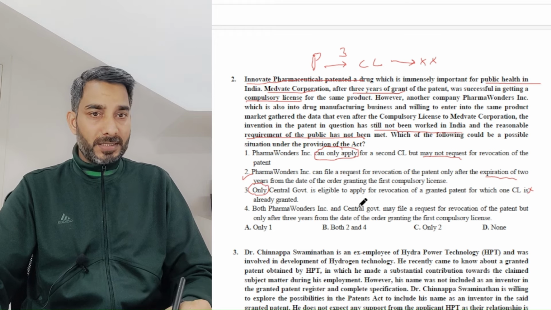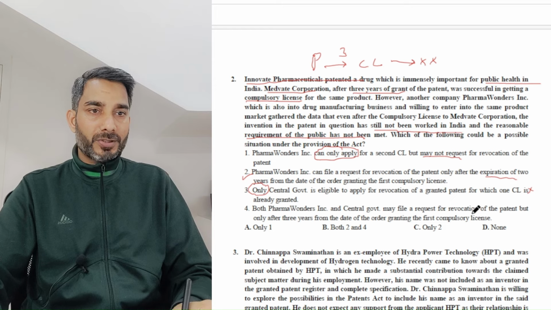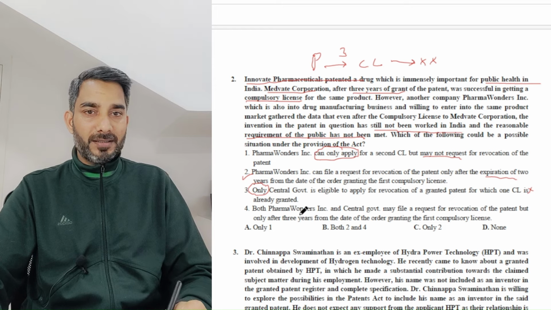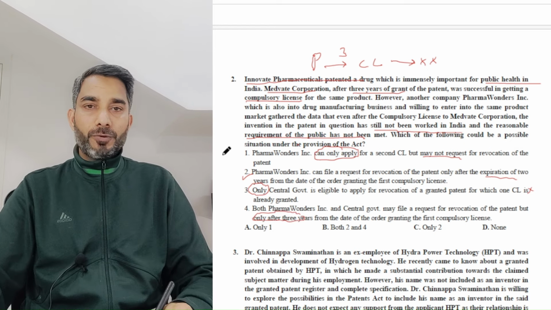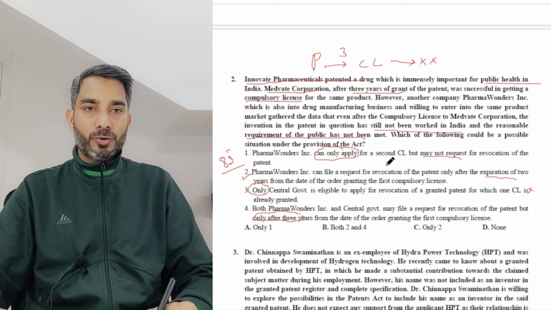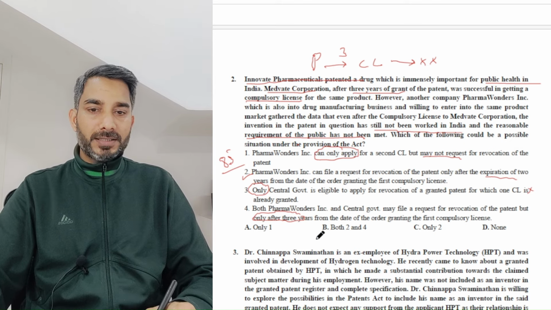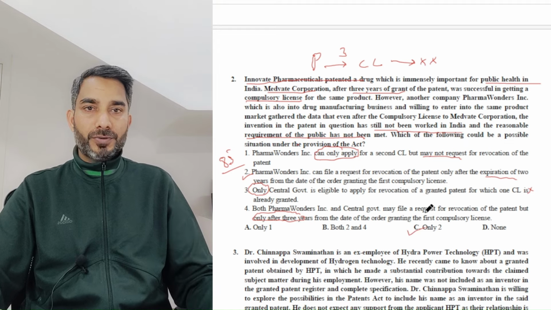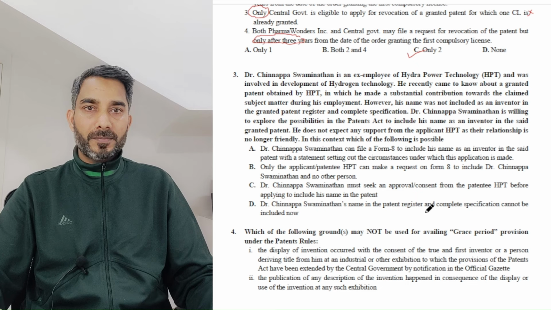Both Pharma Wonders and central government may file a request for revocation of the patent, but only after 3 years. Nah, only after 3 years. Again, the timeline is not nice. So if you look at section 85, you will get to know about the timeline as well as who can do it. So what is the answer for us here? The answer is only 2, which is C. Perfect. Let's move to the next question.